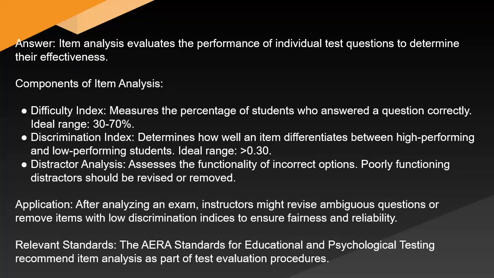Answer: item analysis evaluates the performance of individual test questions to determine their effectiveness. Components of item analysis: difficulty index measures the percentage of students who answer the question correctly, ideal range 30% to 70%. Discrimination index determines how well an item differentiates between high-performing and low-performing students, ideal value above 0.30. Distractor analysis assesses the functionality of incorrect options. Poorly functioning distractors should be revised or removed. Application: after analyzing an exam, instructors might revise ambiguous questions or remove items with low discrimination indices to ensure fairness and reliability.